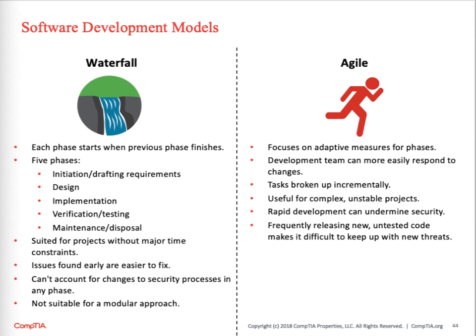However, the agile method is going to focus on rapid development, so this is going to undermine security as well. We could be releasing code every single week or every single day, and the problem here is we're going to be introducing new and untested functionality at a fast rate, and this is going to make it difficult for us to keep up with vulnerabilities, or we might forget about security completely, and then it becomes an afterthought that we have to tack on later on.